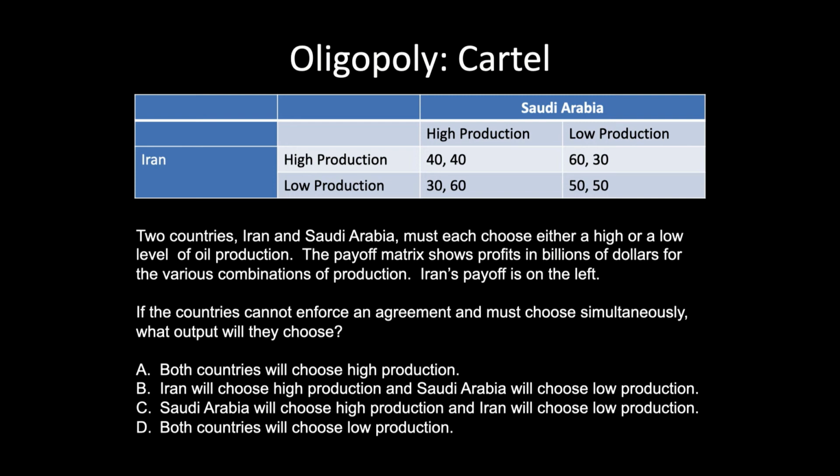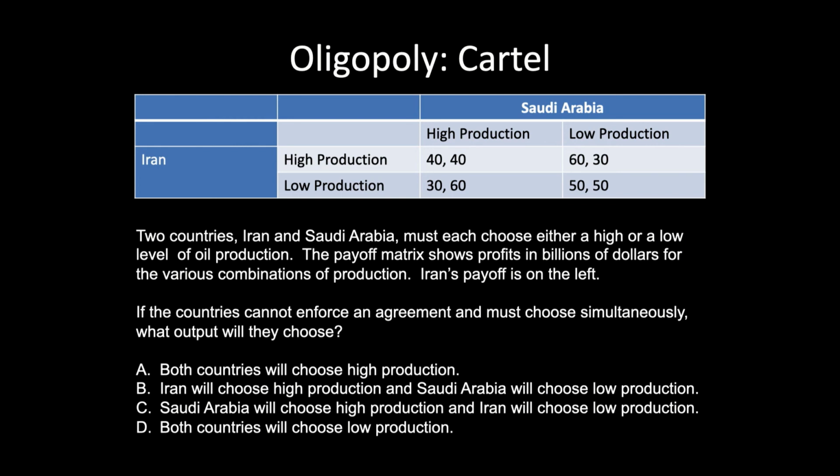If each chooses low production, they will each have $50 billion of profit. This maximizes their joint profit. However, if Saudi Arabia chooses a low level of production, you can see that Iran can increase its profits to $60 billion if it chooses high production. When Iran cheats on the cartel like this, Saudi Arabia's profits decrease to $30 billion for as long as they continue to choose low production. If Saudi Arabia also chooses high production, both countries will have a profit of $40 billion.